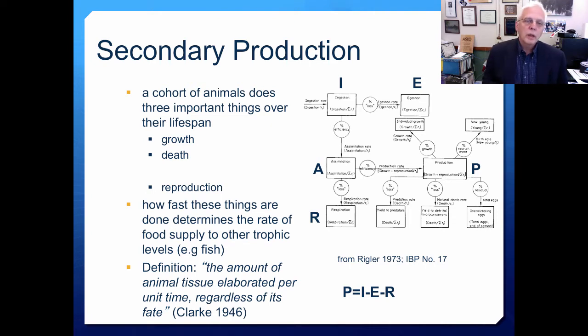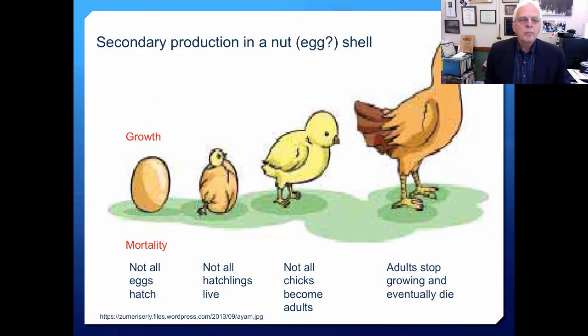Now, cohort, you've heard people talk about your cohorts, right? People who belong to your same age group, basically. And so when we think about a cohort of animals, we're thinking about animals that are all born at the same time and go through life sort of in synchrony. So that's the cohort concept. So just looked at in a different way, this is secondary production in an eggshell, basically.